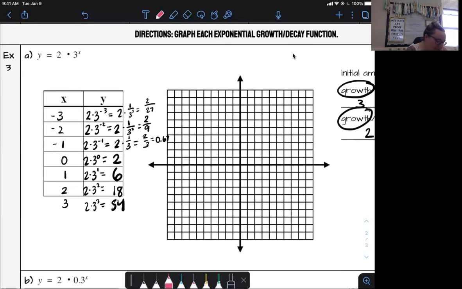So the first thing is we need to decide how we want to number our x and our y axes. I'm just going to count by ones on the x-axis. Don't forget to put your dashes and number every other one. For my y-axis, let's just count by 2. So 2, 4, 6, 8, 10, 12, 14, 16, 18, 20.